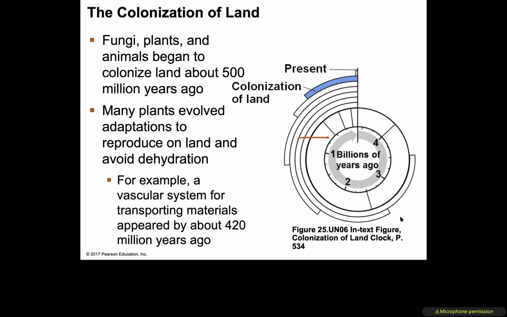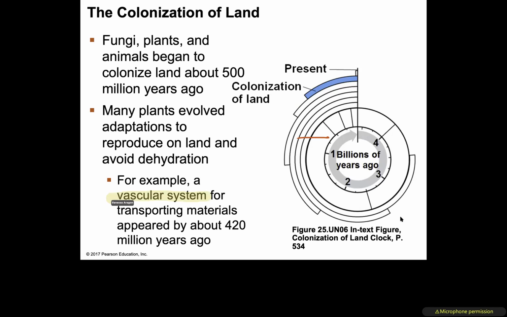Alrighty, so the colonization of land. Fungi, plants, and animals started to colonize land about 500 million years ago. Okay, so many of your plants evolved adaptations. This is huge. We're going to have whole chapters on plants evolving adaptations to be able to come to land. But the big take home is going to be vascularity. The fact that plants could evolve a vascular system.